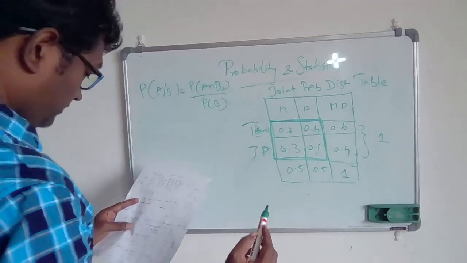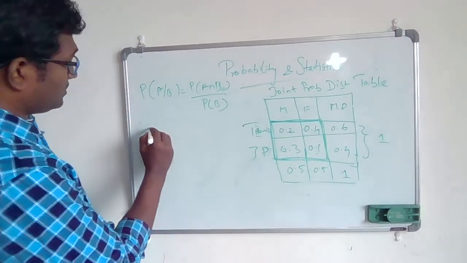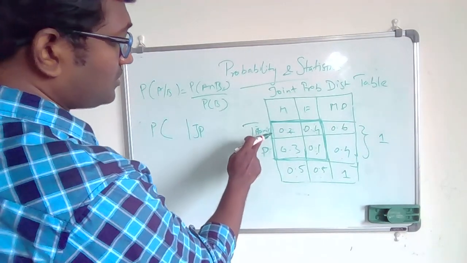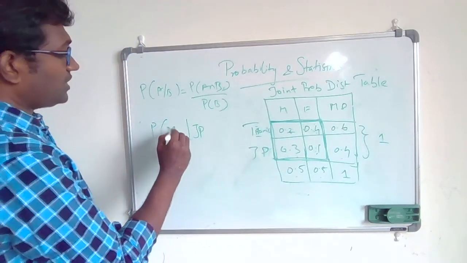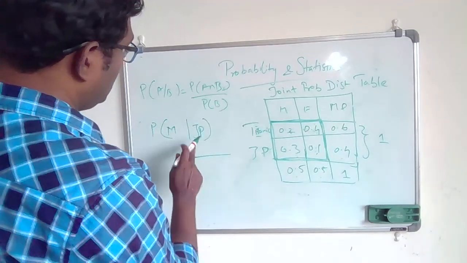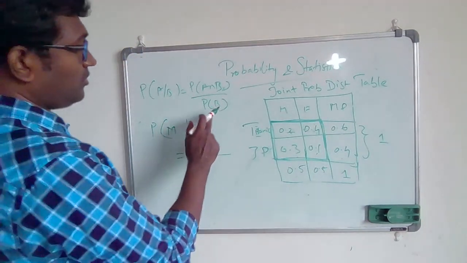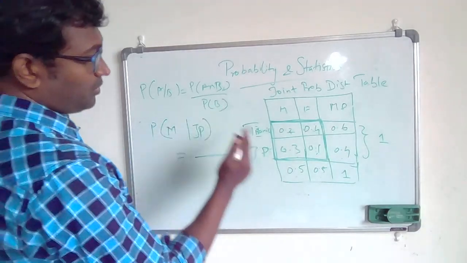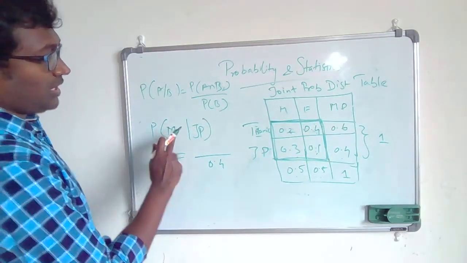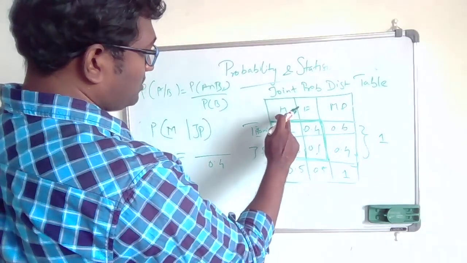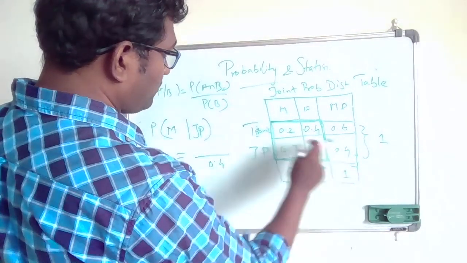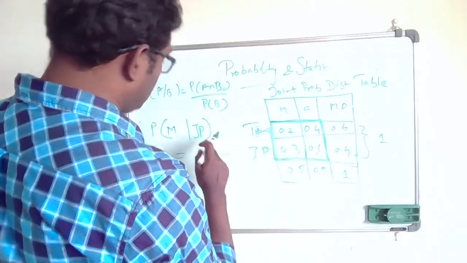Let's take an example like this. Here we just flip the question. Given that somebody has watched Jurassic Park, what is the probability that they are male? Again we can use the same logic. Given that somebody has watched Jurassic Park, the marginal probability of Jurassic Park is 0.4. We need to find the proportion between male and Jurassic Park.